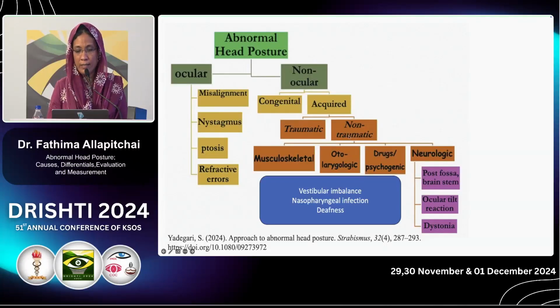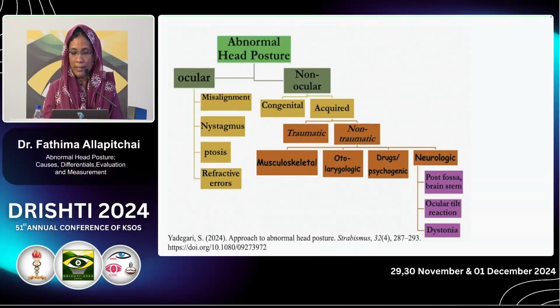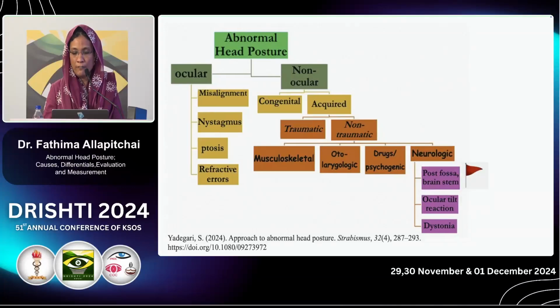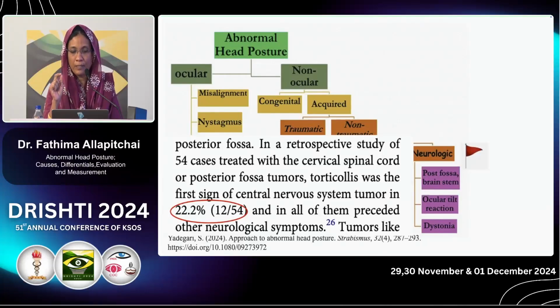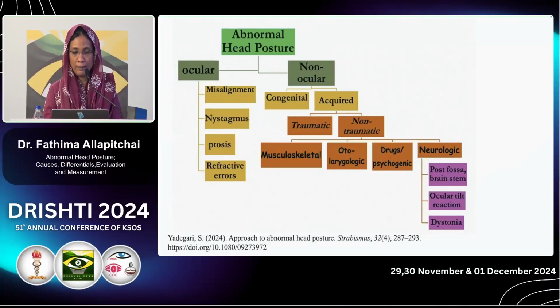Next are the ENT causes, where there is vestibular imbalance and nasopharyngeal infections. Another common cause is unilateral hearing impairment, where the patients tend to turn their head towards the good ear. Another aspect is neurological, which is again very important, because of posterior fossa tumors and others. 22.2% of the tumors start with the early sign of anomalous head posture, so it is important to pick up. Sometimes the patient may be roaming here and there, not getting properly imaged.